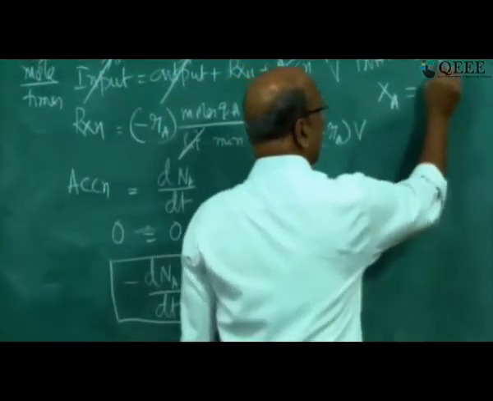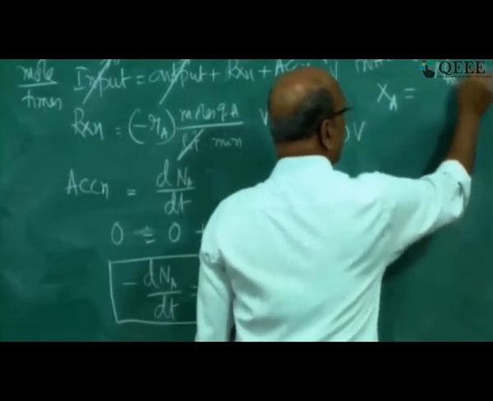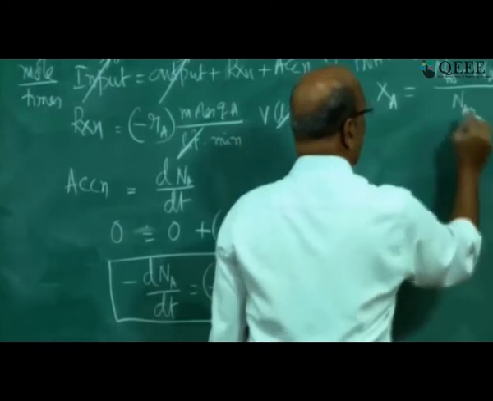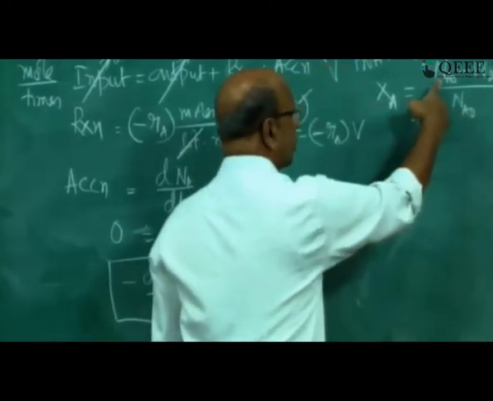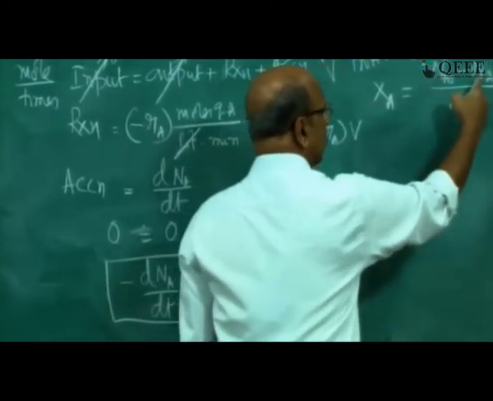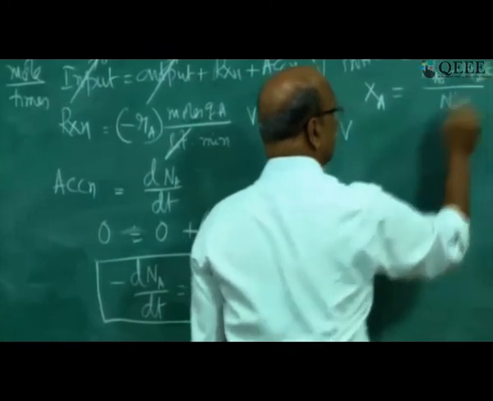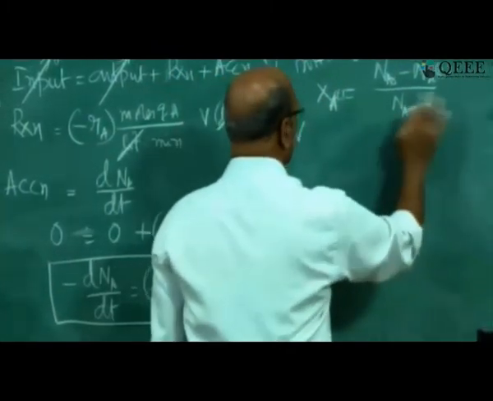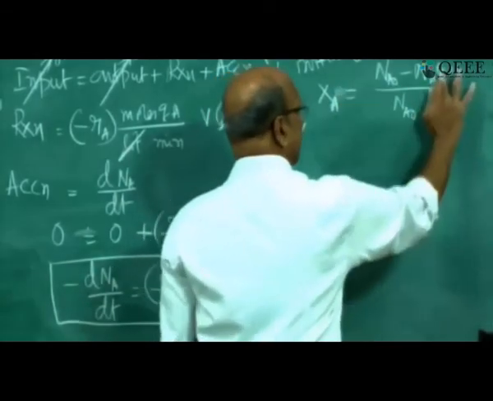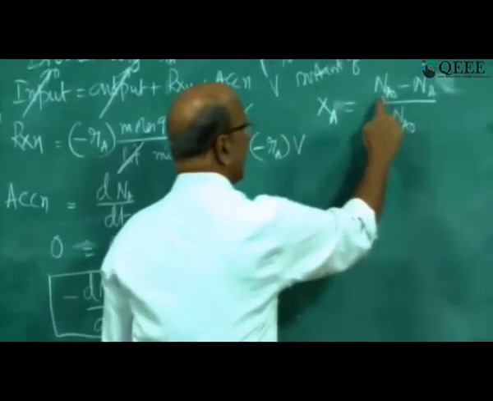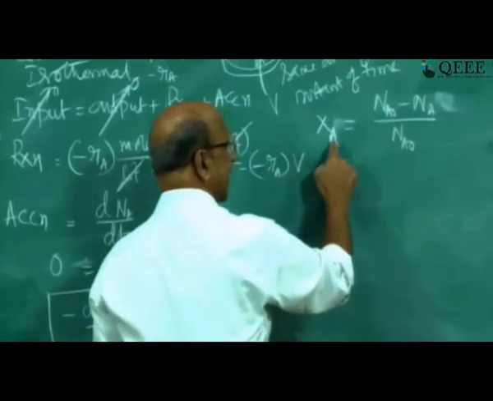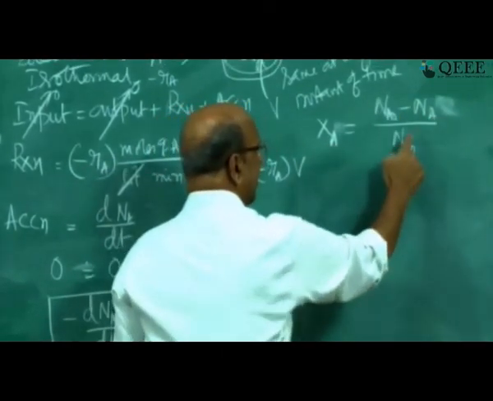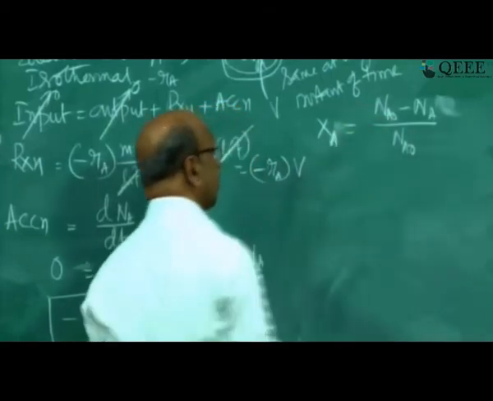XA is defined as (NA0 - NA)/NA0, where NA0 is the initial moles you have taken, and NA is the moles at any time t. Here also I have to write t, right? Most of the time we don't write that, but anyway, that is the meaning. So (NA0 - NA)/NA0 is XA. That means this is the moles reacted by initial moles.